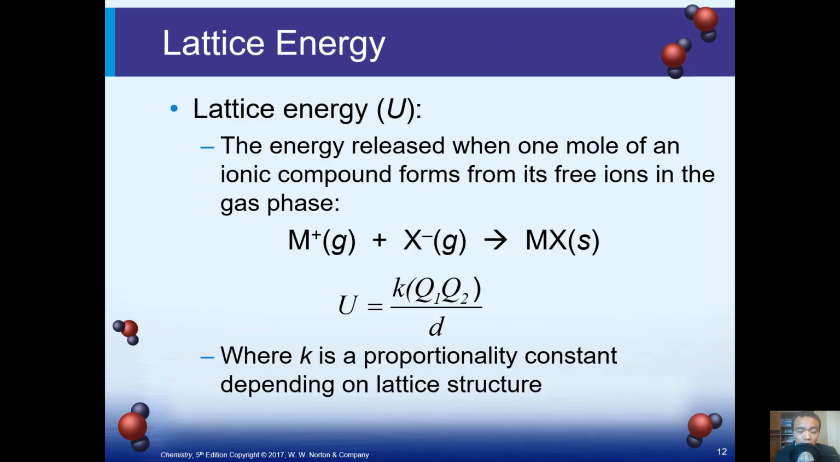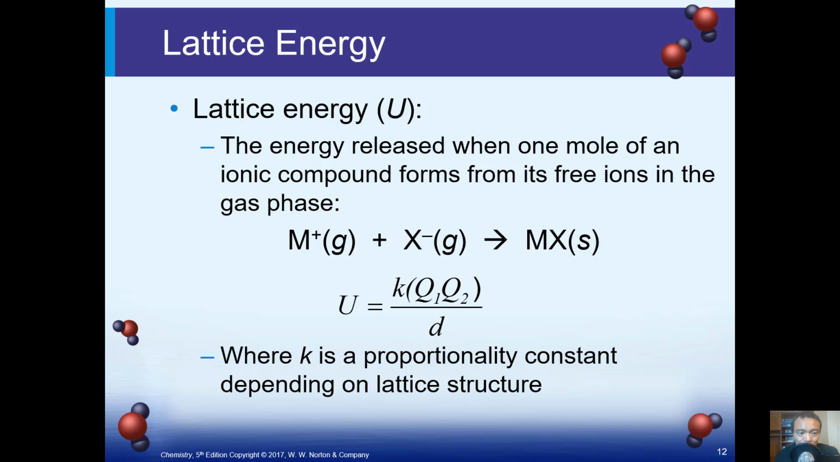Now, I would like to introduce to you a new concept, which is called lattice energy. Lattice energy is defined as the energy that is released when 1 mole of an ionic compound is formed from its free ions in the gas state. Notice the delta H for ion-ion is exactly the opposite procedure, because delta H for ion-ion is the enthalpy to break up 1 mole of ionic compound to the corresponding free ions in the gas state.